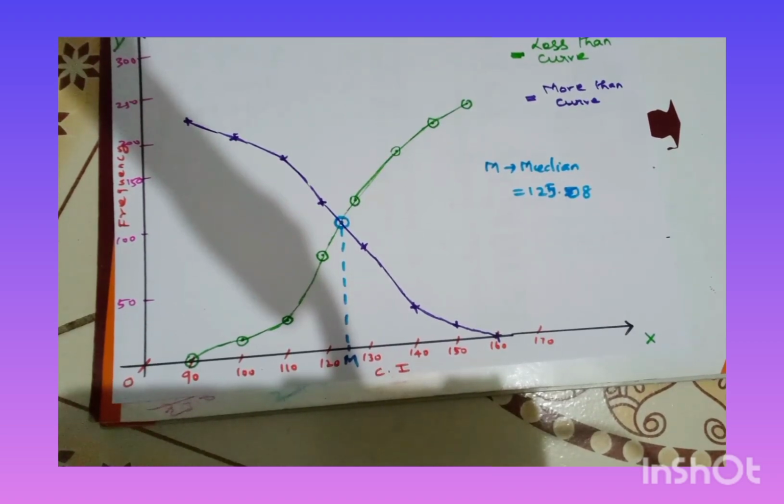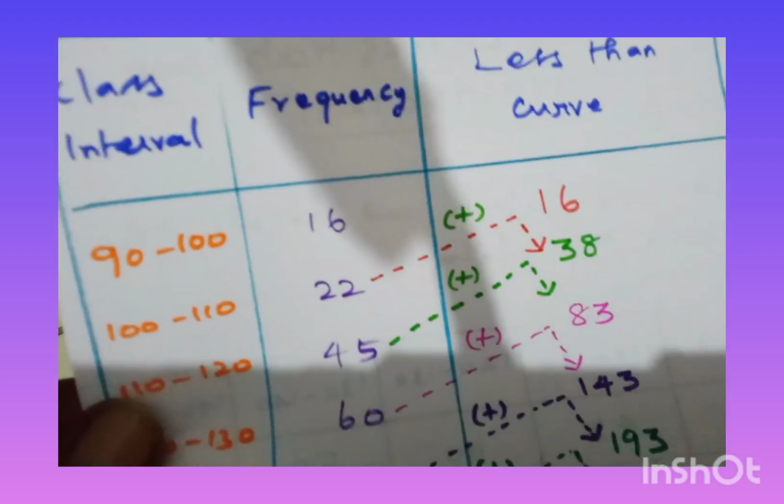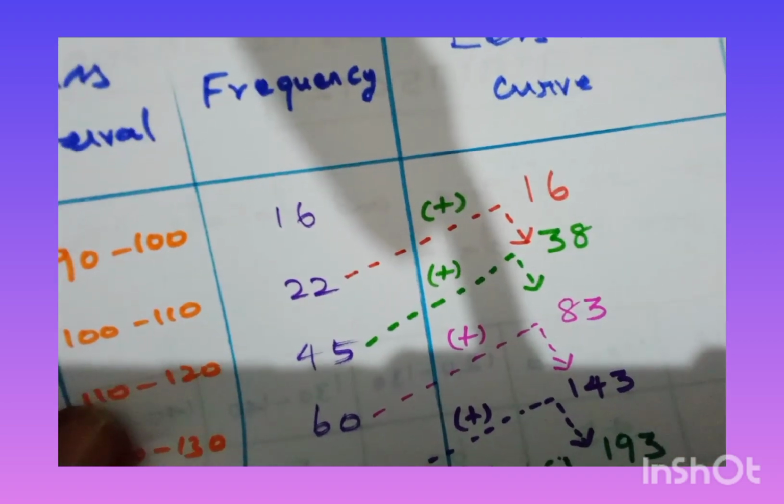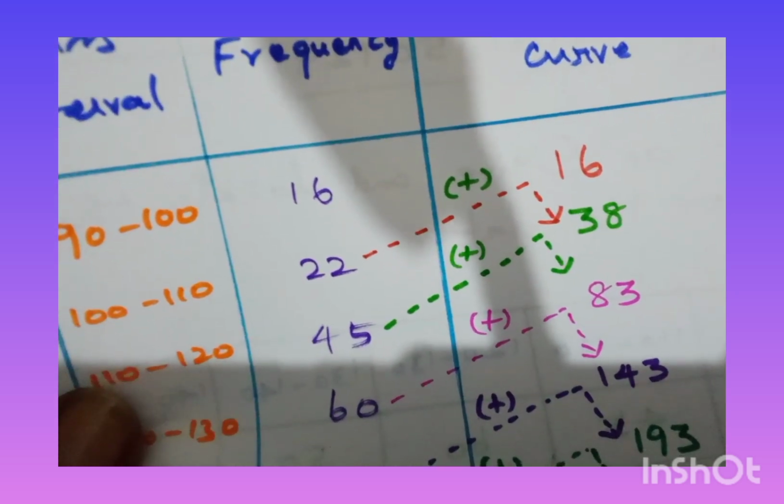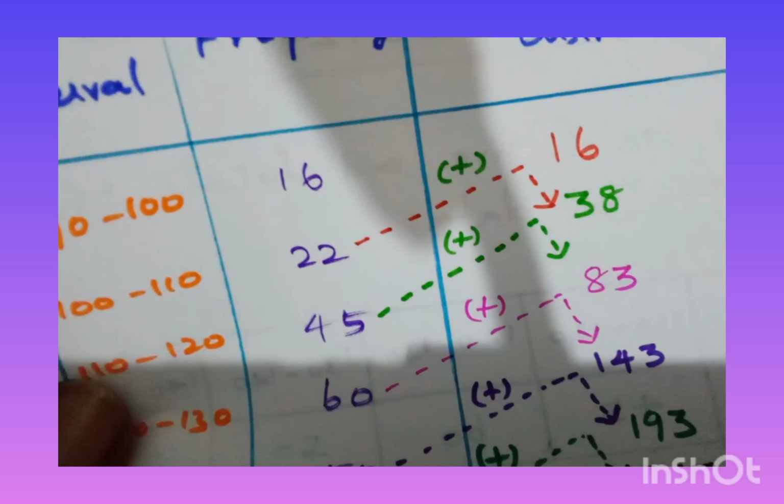Then take the next interval, only the upper limit. Remember students, for the less than curve, take the very first interval, both lower limit as well as upper limit. The lower limit is plotted on the x-axis. For the upper limit, take the very first value, that is 16, isn't it? For 90, you take 0. For 100, you take 16. Then from the second interval onwards up to the last, consider only the upper limits.